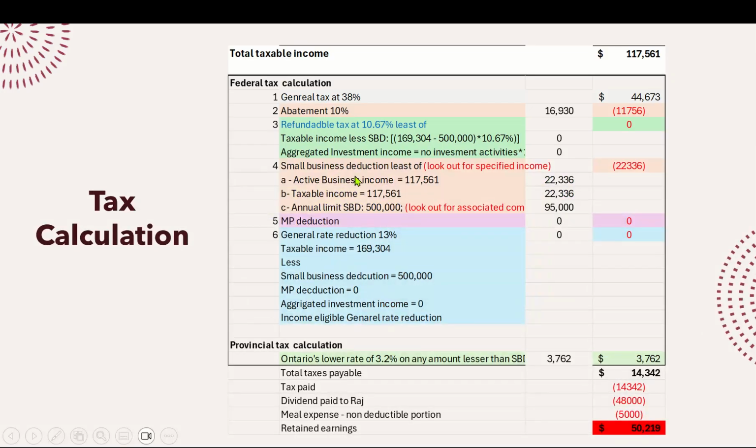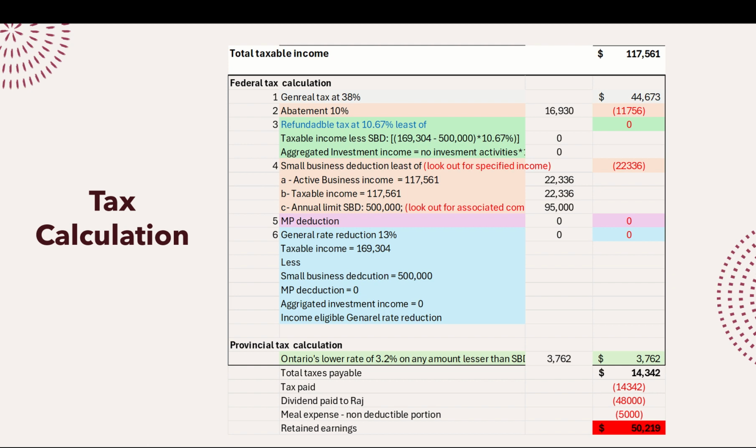So that's why the taxable income is purely the active business income. And this company is not into manufacturing, so there is no manufacturing deduction. And then the general rate reduction, it doesn't qualify for it. So that's why it's zero.